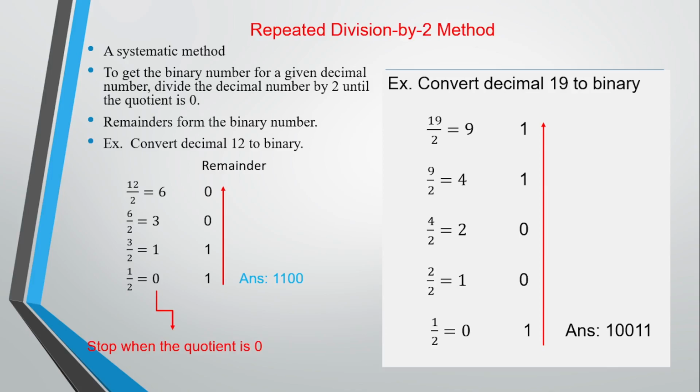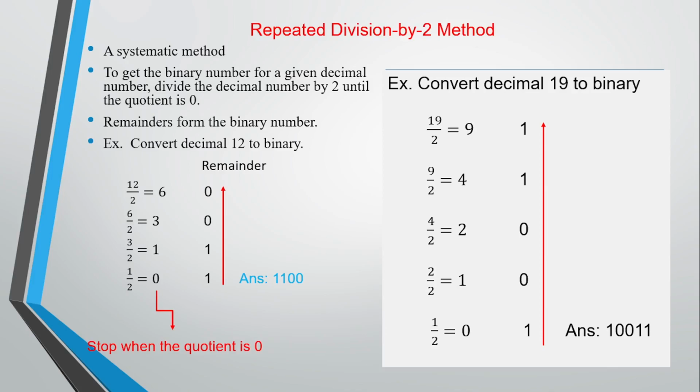Now, after converting a whole binary number to the equivalent decimal number by using two different methods, that is the sum of weights method and the repeated division by 2 method, let us see how to convert a decimal fraction to binary. And the first method is the sum of weights method.